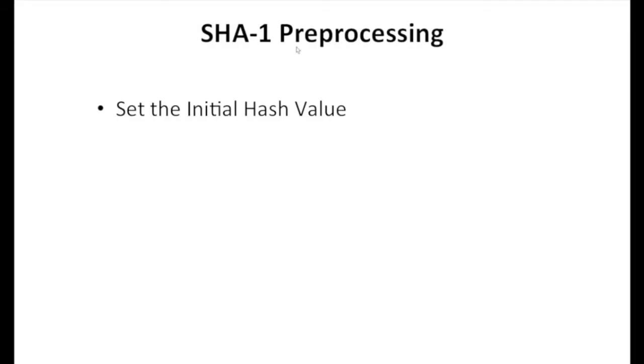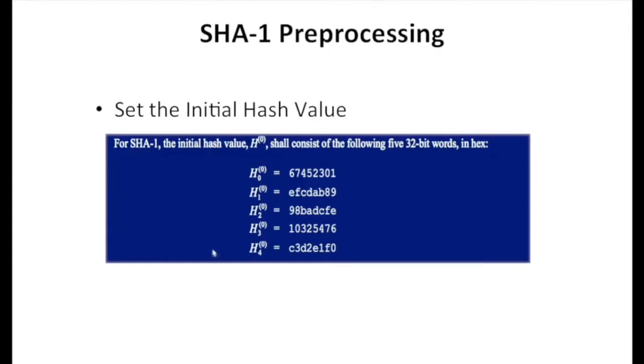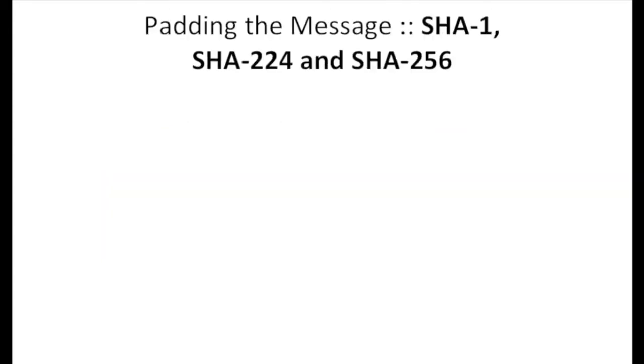The SHA-1 preprocessing is performed in two steps. In the first step, set the initial hash value, where we have a list of constants defined. SHA-1 uses a sequence of 80 constant 32-bit words. This value will differ based on the SHA algorithm we choose. And in the second step, padding the message. With SHA-1, 224 and 256, the block size for this family is 512 bits.